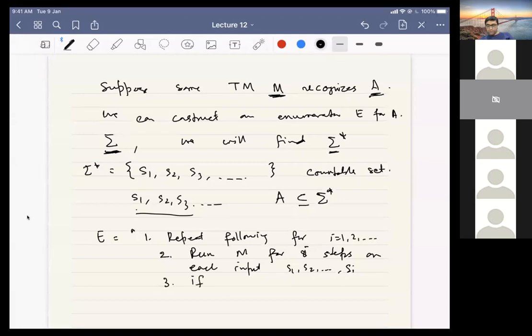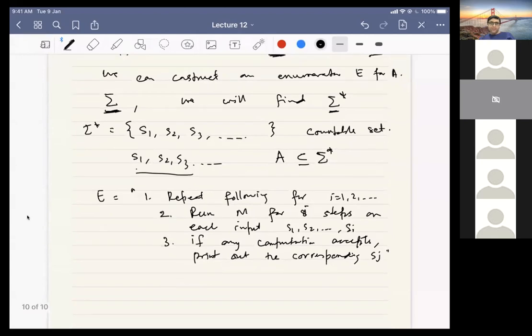If any computation accepts, print, so just print out, and that's it. That completes the proof. Now if M accepts a particular string, it will eventually appear in the generator, right?